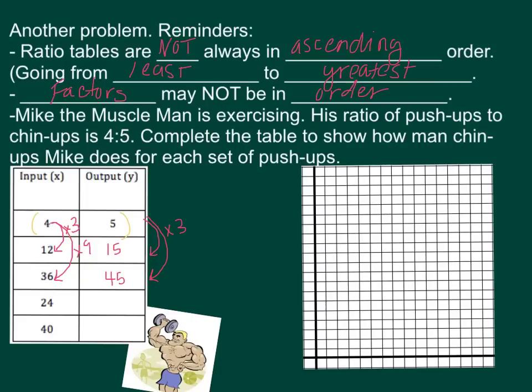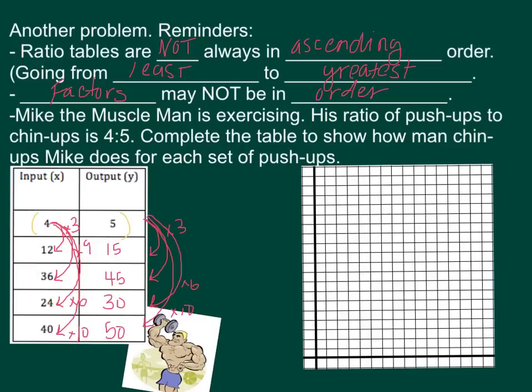Next, we have going from 4 to 24. That would be multiplied by 6. So 5 times 6 is 30. And lastly, we are going from 4 to 40. Well, 4 is being multiplied by 10. So we will do 5 times 10, which will give us 50.